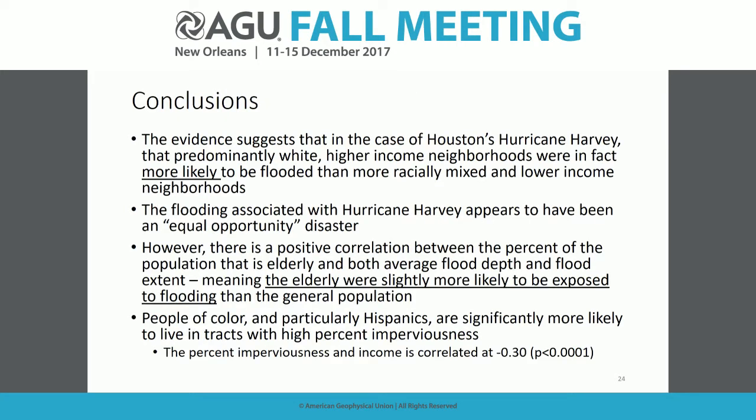So by conclusion, I would just like to say that essentially this was a flood disaster that was an equal opportunity or maybe even a reverse discrimination flood event, and that means simply that at least in terms of the classic indicators, percent African American, percent Hispanic, income, they all seem to be negatively correlated with flood extent in this example.